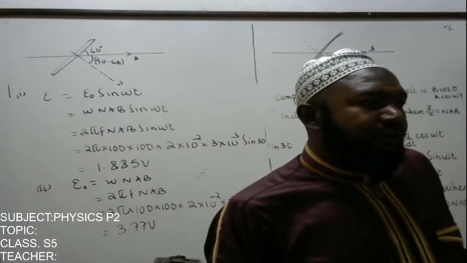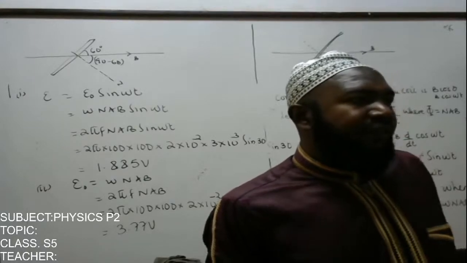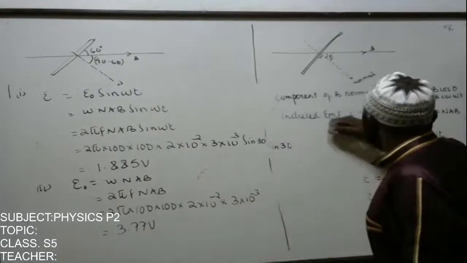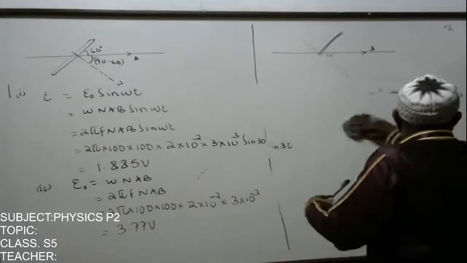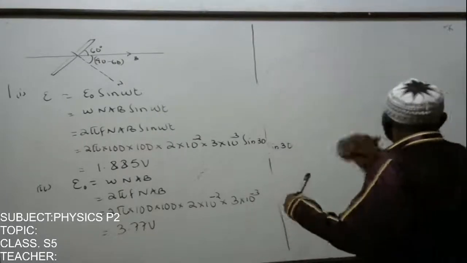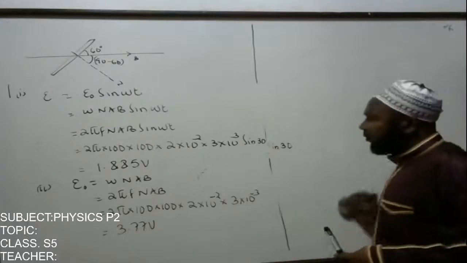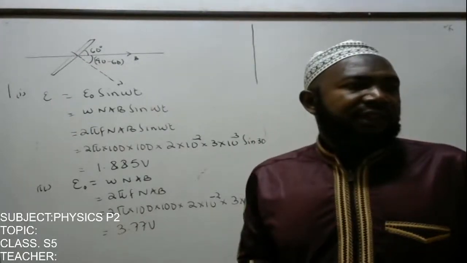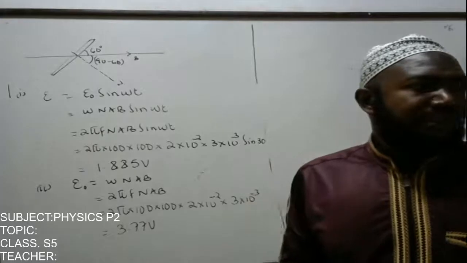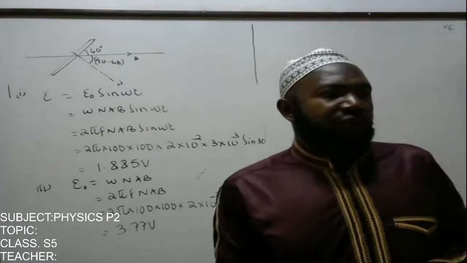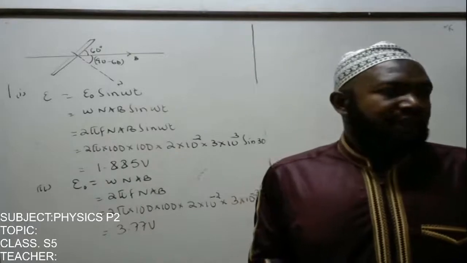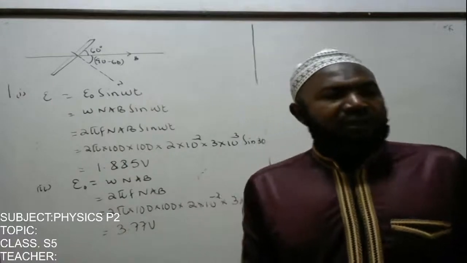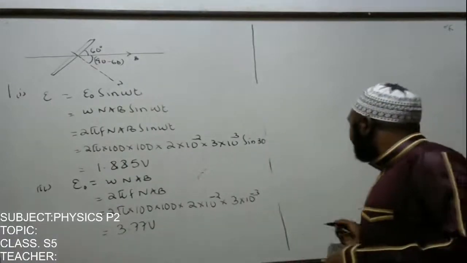Then we go to number 2. A flat circular coil of 500 turns, each of radius 10 centimeters, rotated at a frequency of 200 revolutions per minute about its diameter at right angles to a uniform magnetic field of flux density of 0.18 Tesla. We are to get the maximum flux linking the coil.